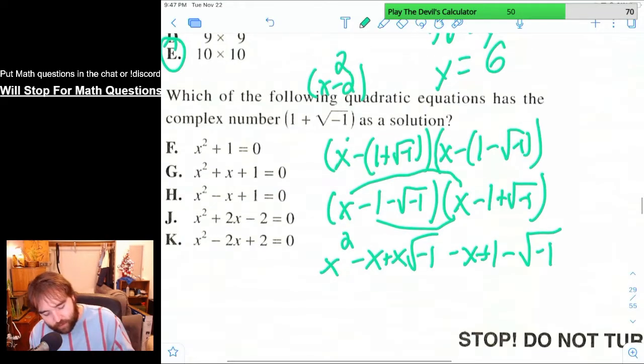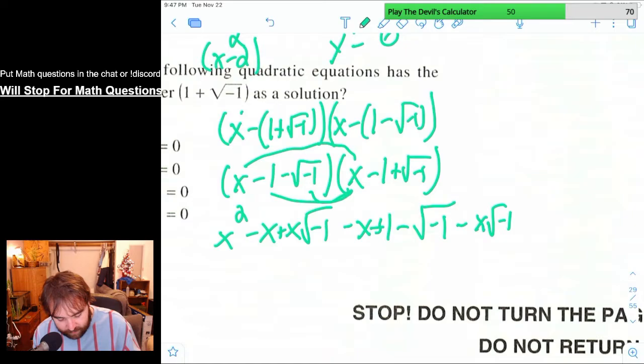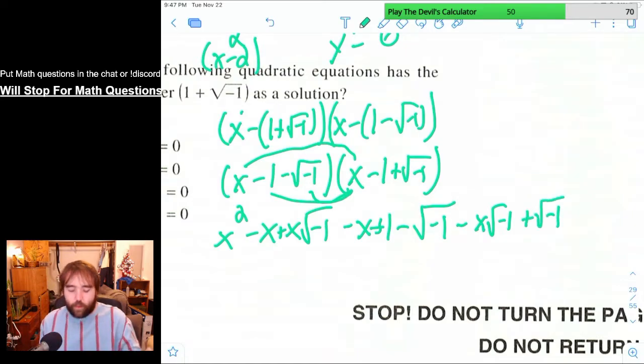Okay. And then we've got root negative 1 times x, so minus x root negative 1. Negative root negative 1 times negative 1, so that's plus root negative 1. And then root negative 1 times root negative 1.